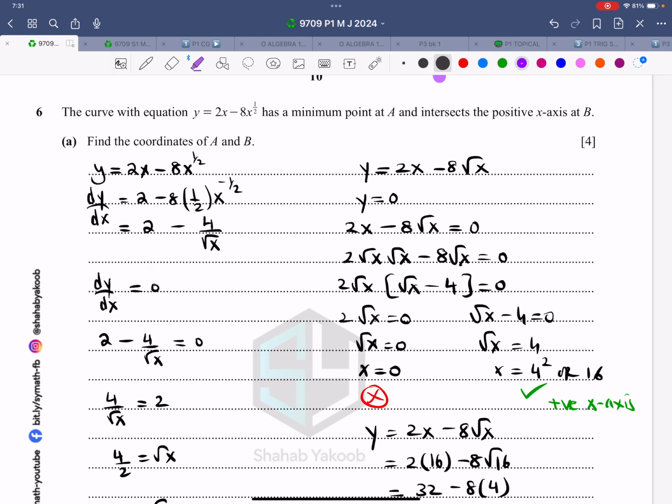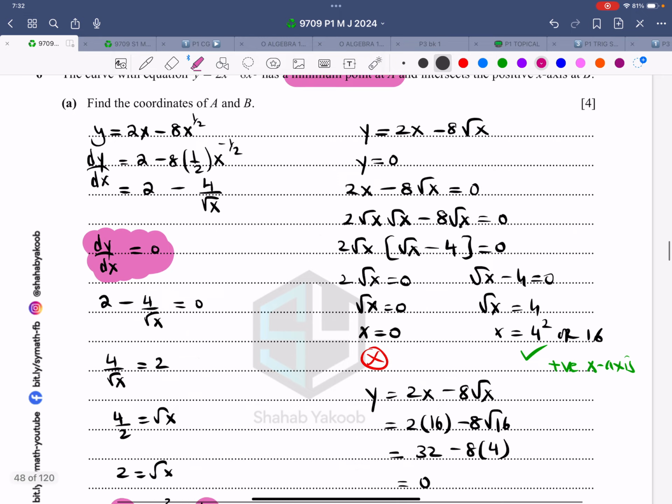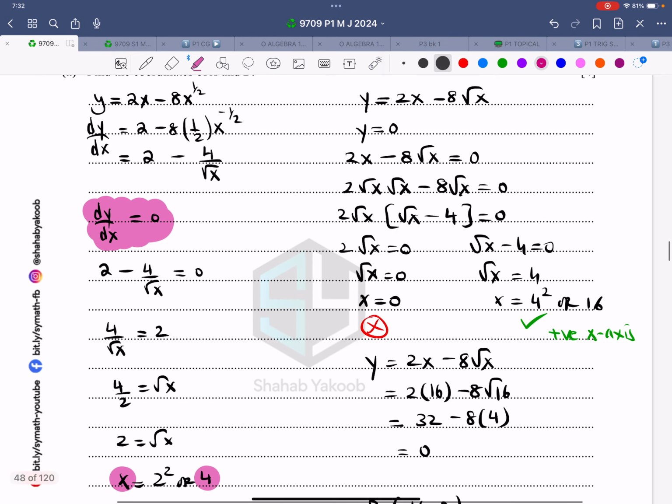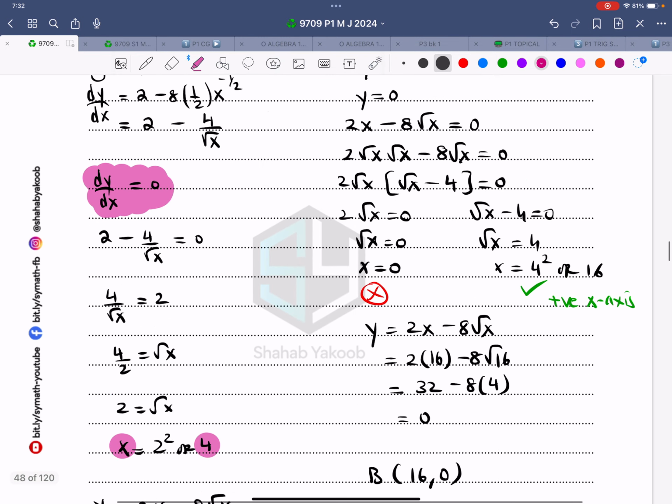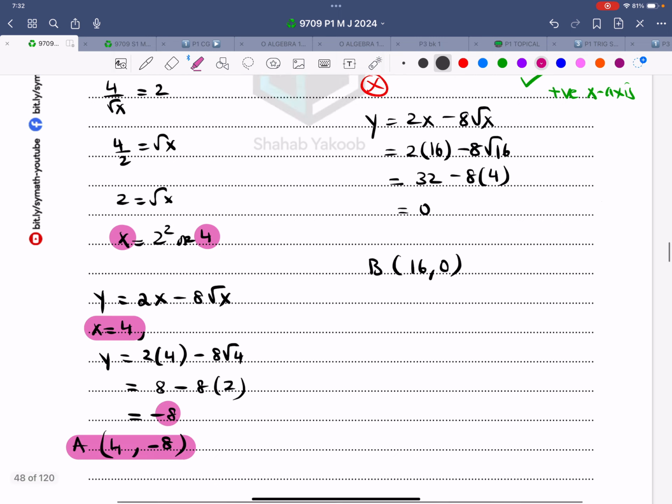So let me highlight this. Let me choose this color. This color is nice. So dy by dx is equal to 0. That is for the minimum point. And we solve and we get this answer. X comes out to be 4. When x comes out to be 4, do we need just the coordinates? We need the y coordinate also. Therefore, I plug in x equals 4. I get the y value, and that is the y coordinate.